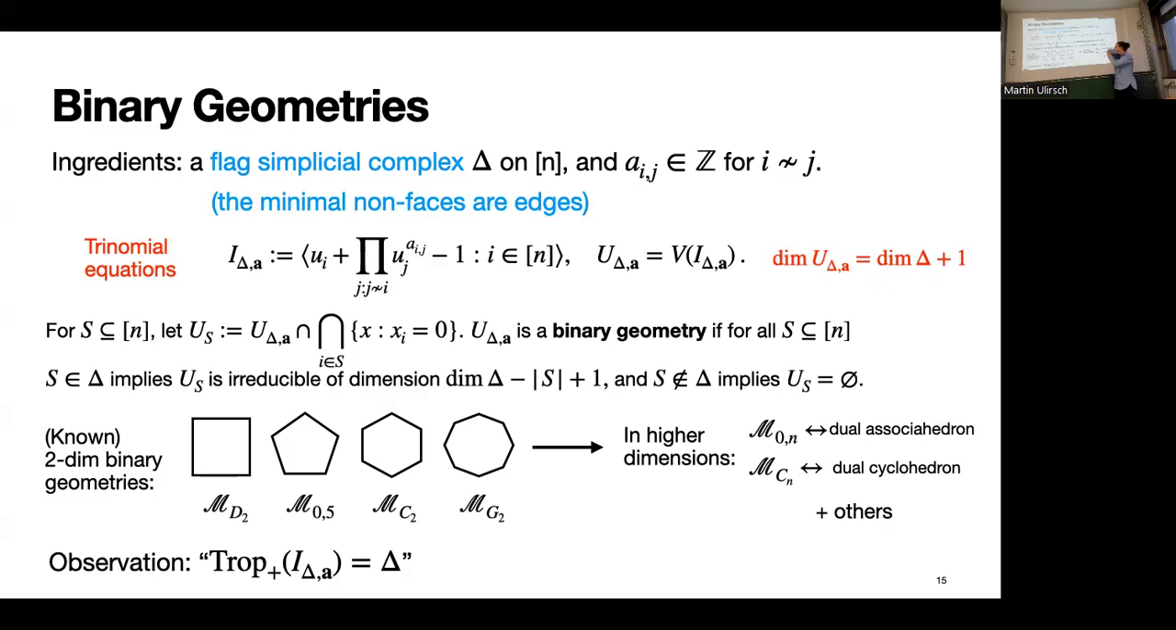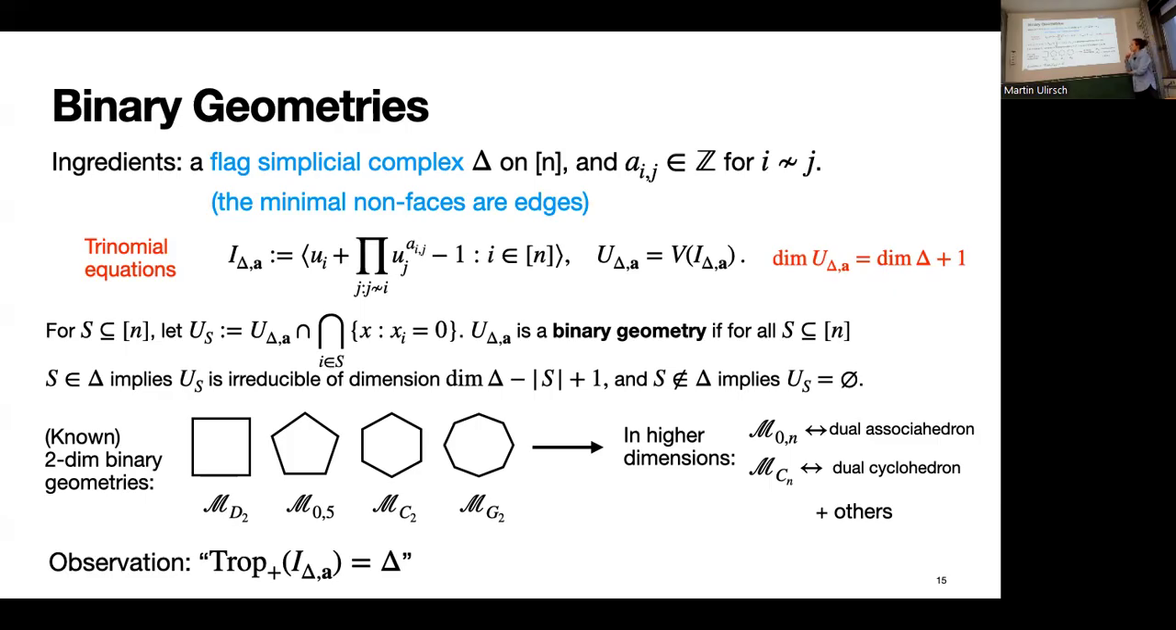So there's some dimension conditions, and those really greatly limit the types of varieties that you can build here. And so for two-dimensional binary geometries, those come from one-dimensional flag simplicial complexes. And there's only 4 known examples. So you can build one from a square, a pentagon, a hexagon, or an octagon. And these correspond to the cluster varieties for the 4 rank 2 root systems.